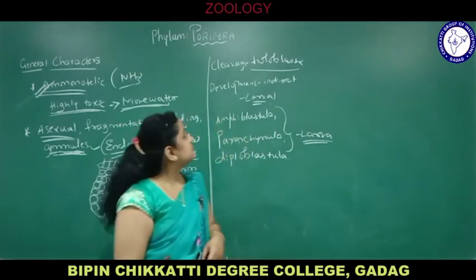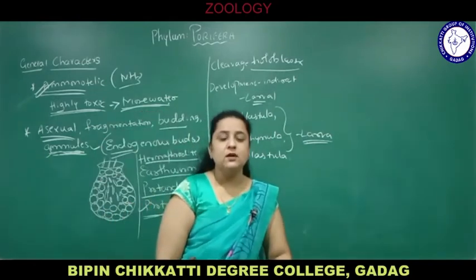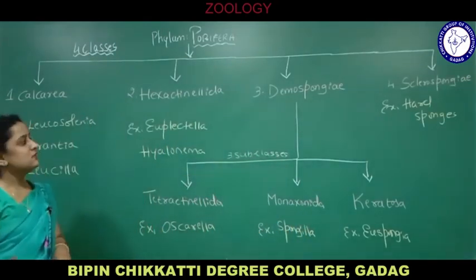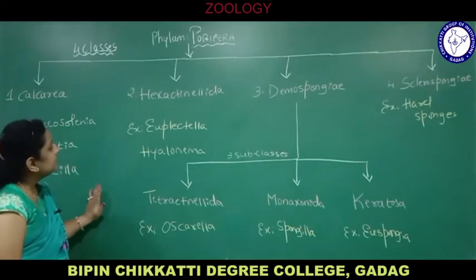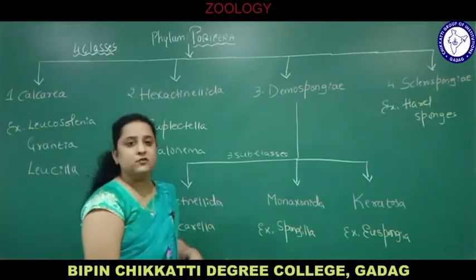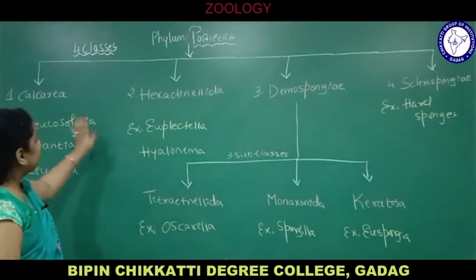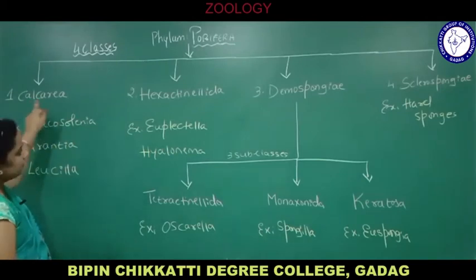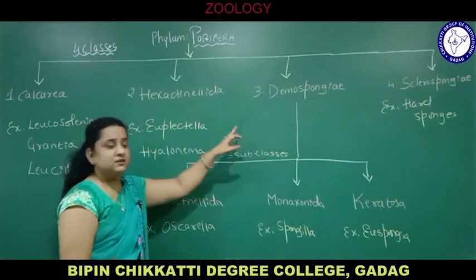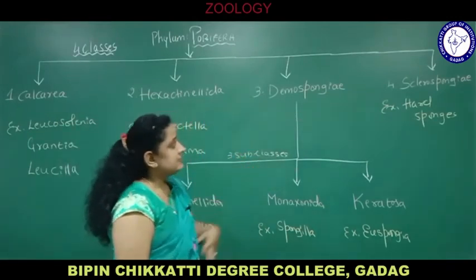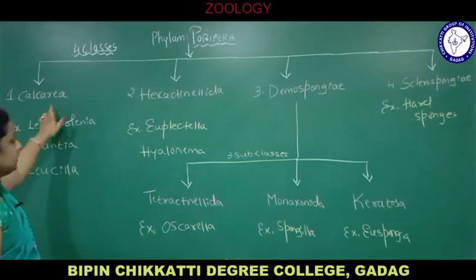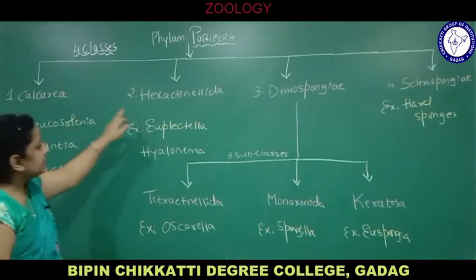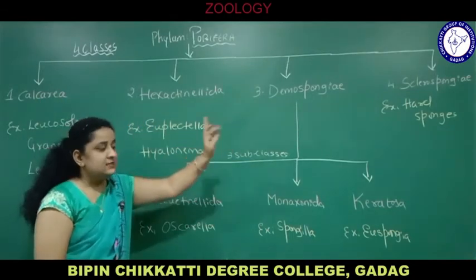Now we will see the systematic classification of this phylum Porifera. We have discussed the general characters of phylum Porifera, the pore bearing animals. Now we will see the classification. As you can see here, the phylum Porifera is divided into 4 classes mainly. Number 1, Calcarea. Number 2, Hexactinellida. Number 3, Demospongiae. And number 4, Sclerospongiae.